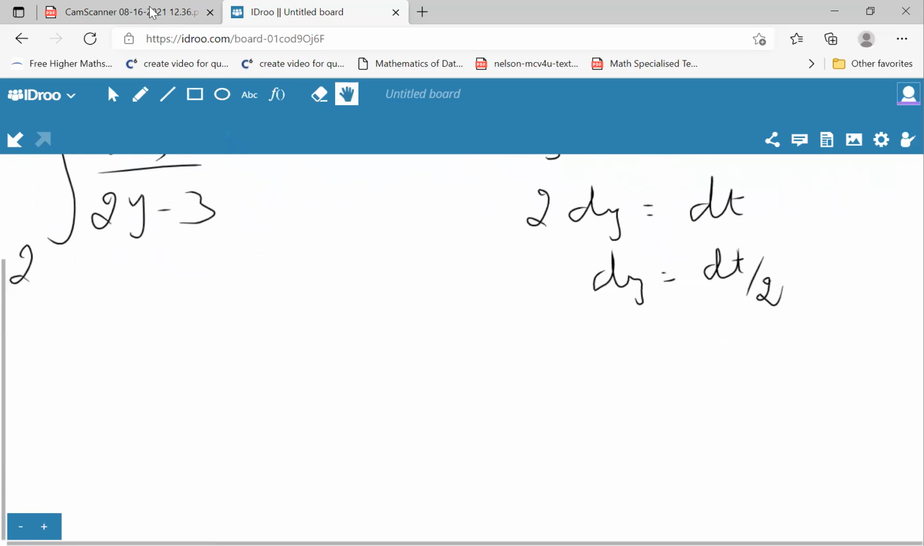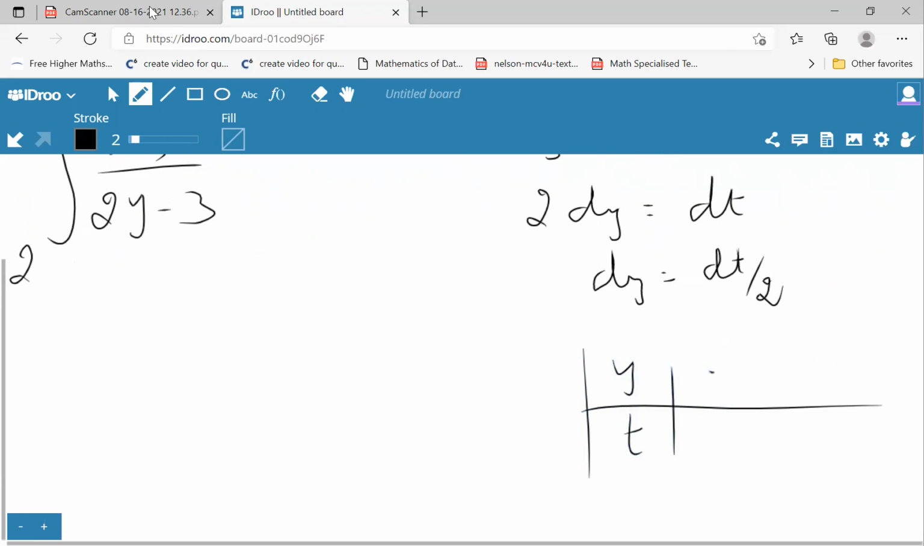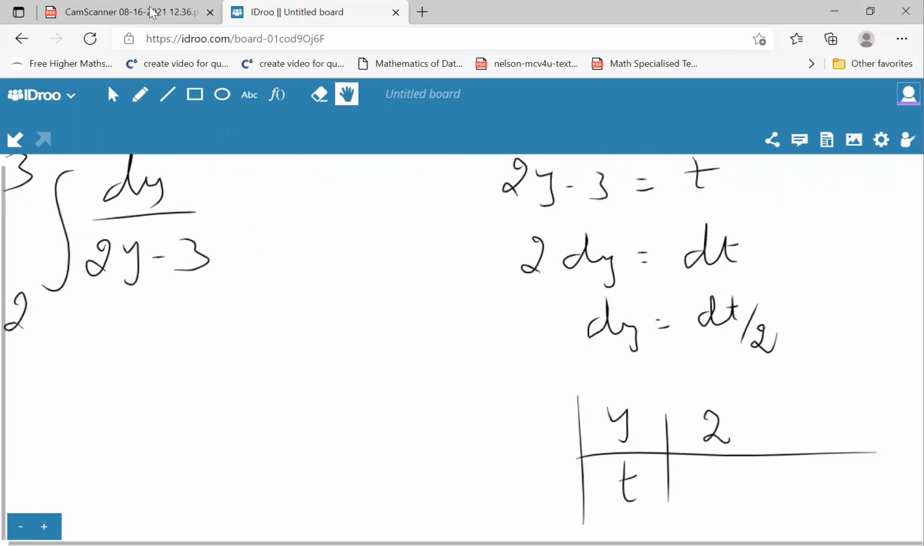Same way, the limits also will change. So when y is equal to 2, t is equal to 2 into 2, 4, 4 minus 3 will give you 1. When y is equal to 3, 3 2s are 6, 6 minus 3 is 3. So that remains the same. So it is now going to be 1 to 3.